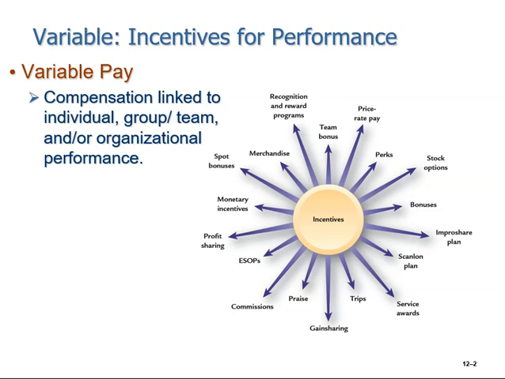In fact, when we take a close look at this slide, we see a variety of types of variable pay. It could be recognition and reward programs that give out compensation or give out gifts. It could be monetary incentives, it could be profit sharing, various bonuses, trips that people get, even praise. Even telling someone that they've done really well is viewed as a type of compensation or a type of reward that people get.